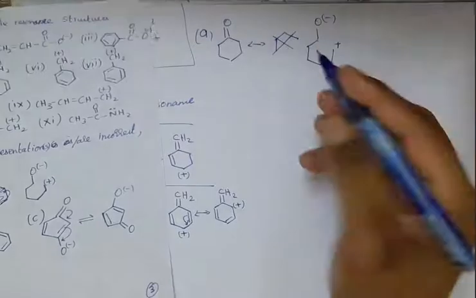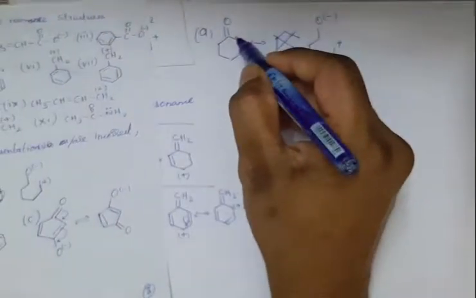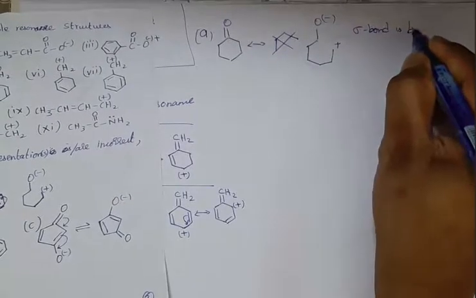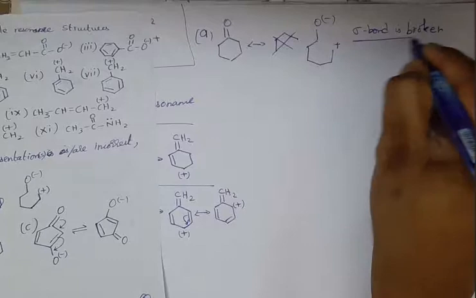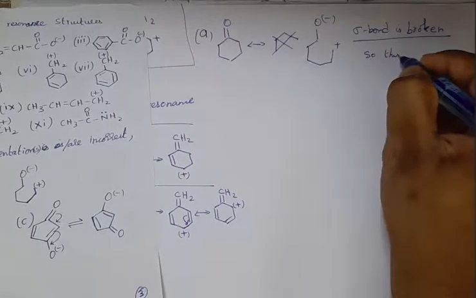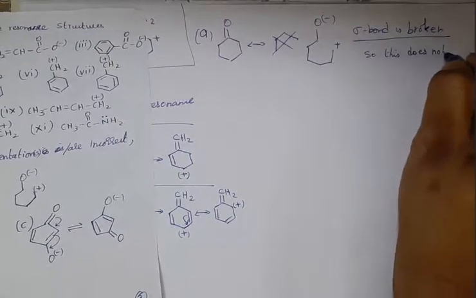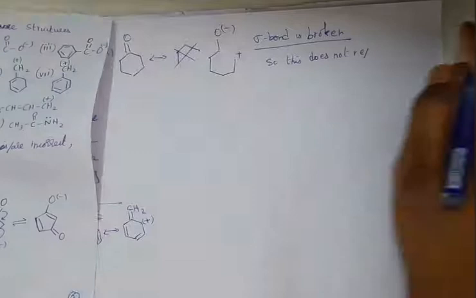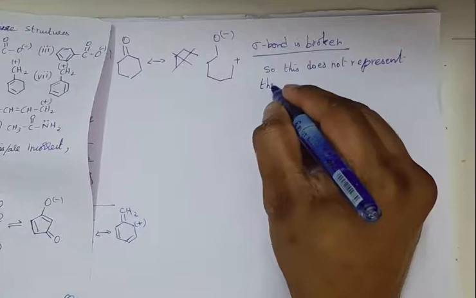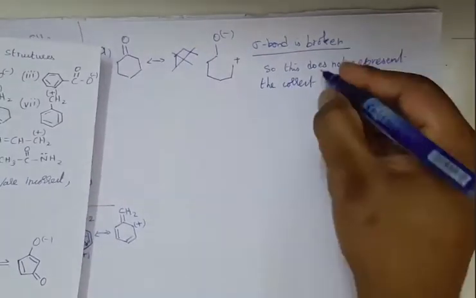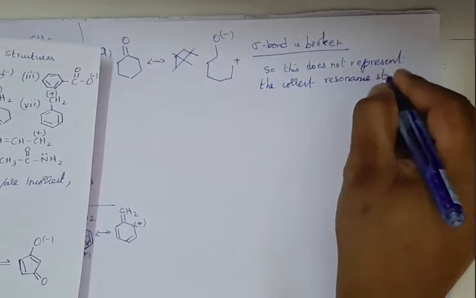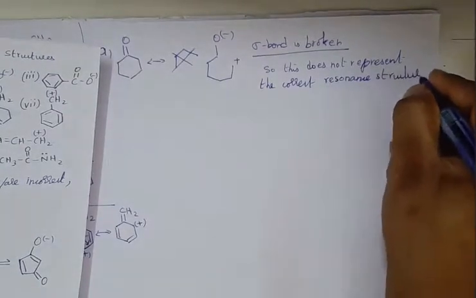So the reason is that you cannot break a sigma bond. Okay, so a sigma bond is broken, which is not ideal for resonance. Sigma bond is broken. So this does not represent the correct resonance structure. Good. Next problem.